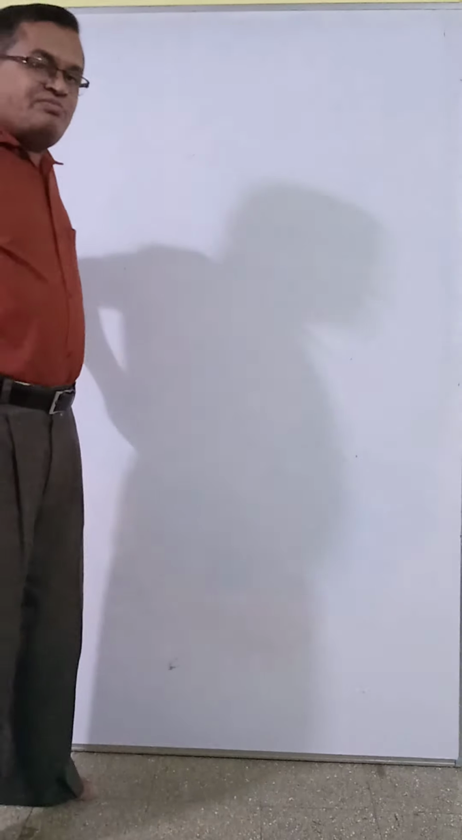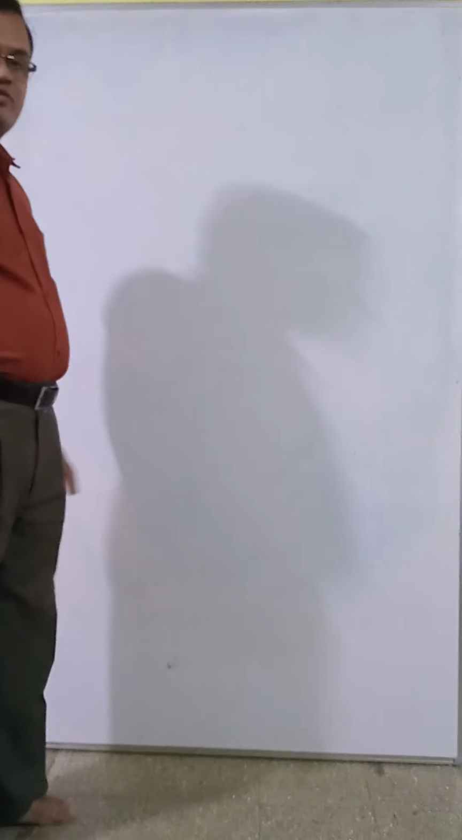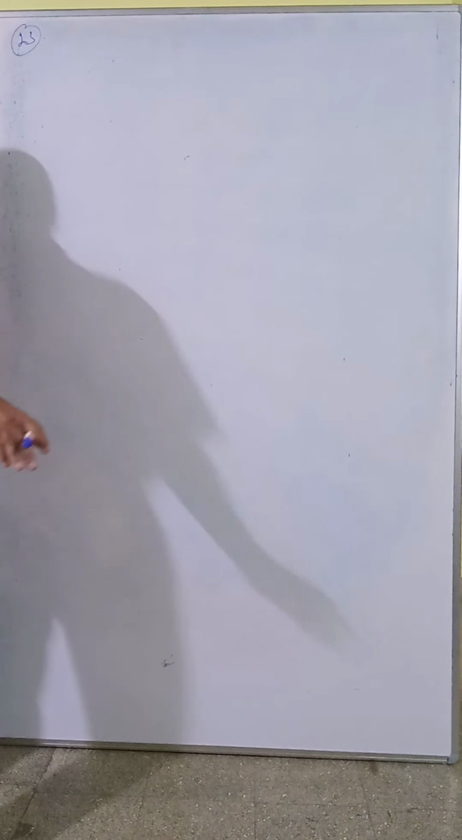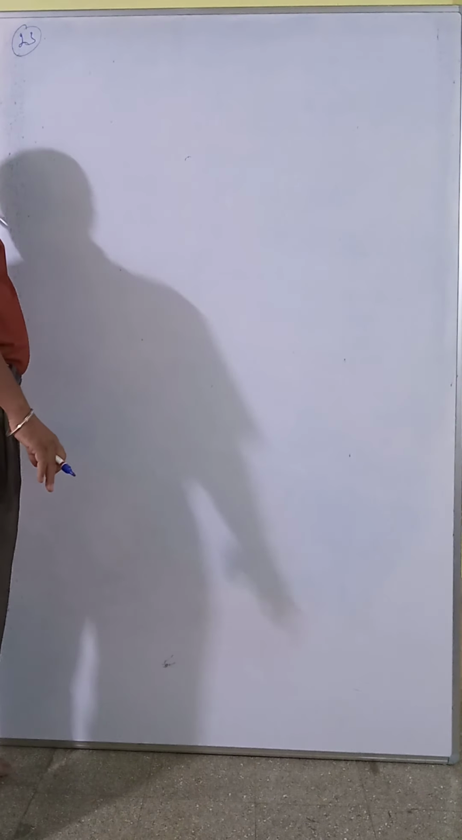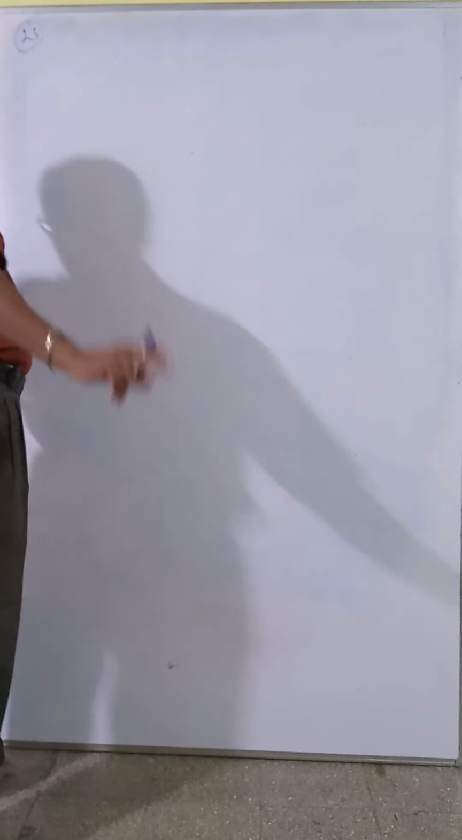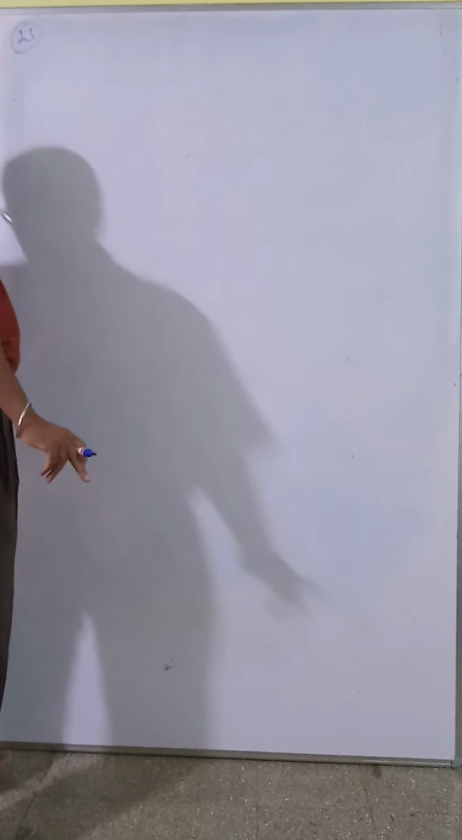Next problem is problem number 23. In this problem, they give this information: a firm's cost of capital, meaning discount rate, is 10%, and it is considering two mutually exclusive projects, X and Y.